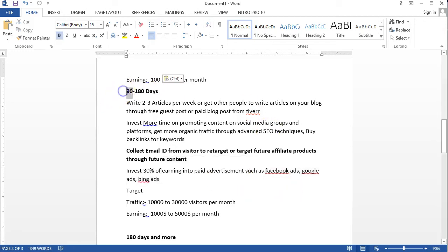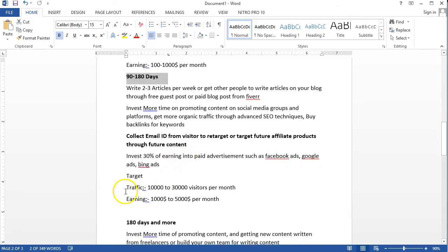Now, during 90 to 180 days, our target should be traffic of 10,000 to 30,000 visitors. That is 1,000 visitors per day. So that should be our target. It should be more if you can, but I would say on average, if you follow all these things, you will start getting 10,000 to 30,000 visitors from all over the world per month.